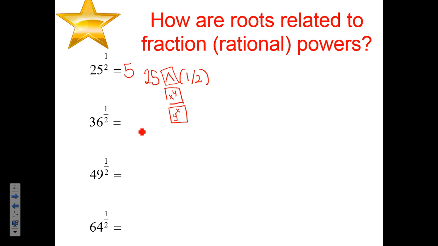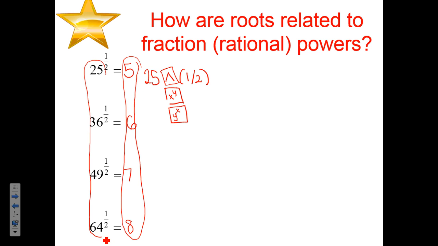All right, but on my calculator, I'm going to type in 25 caret parentheses 1 divided by 2, and I get a 5. When I take 36 to the 1/2 power, I get 6. When I take 49 to the 1/2 power, I get 7. And when I take 64 to the 1/2 power, I get 8. And so when I'm looking at the answers to these problems and what I started with, we should see a connection between those numbers. And that connection is that 25 is a perfect square, and 5 times 5 is 25.